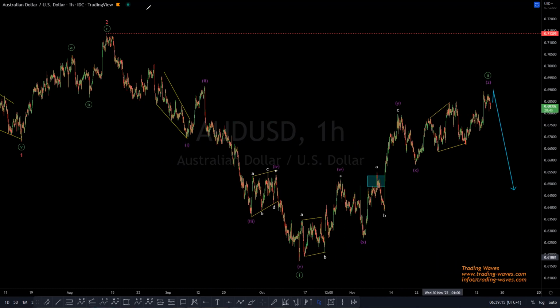Then after that, we had W, which is made up of 3 waves here, and then X, also made up of 3 waves there, and then we had Y, which was also 3 waves. We were convinced that 2 in green has completed, right?